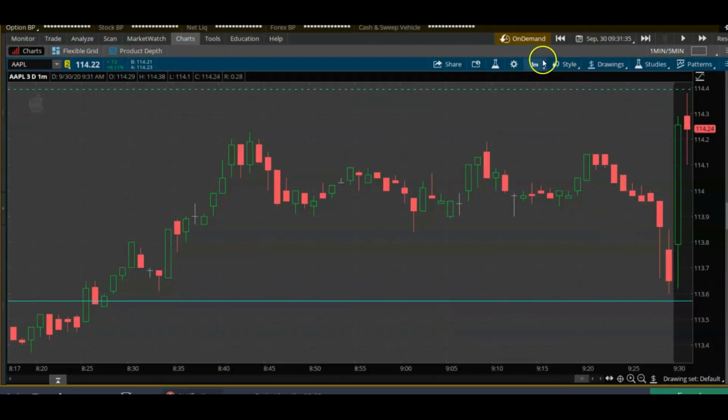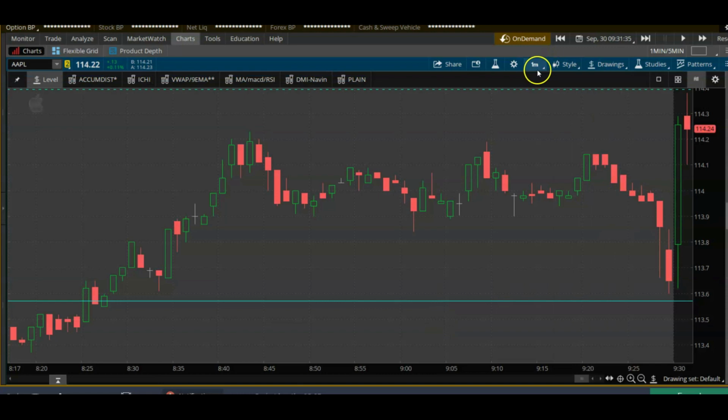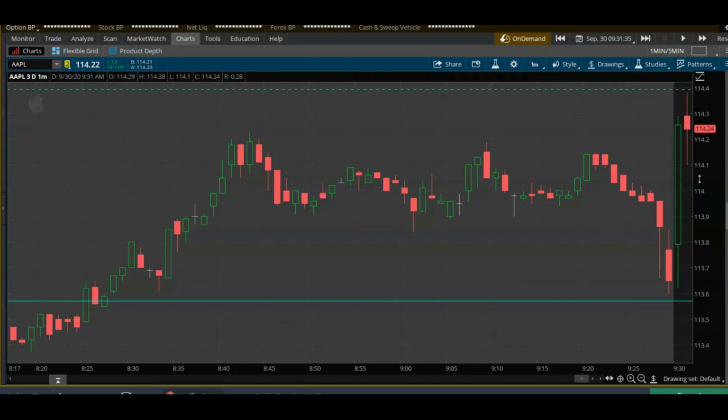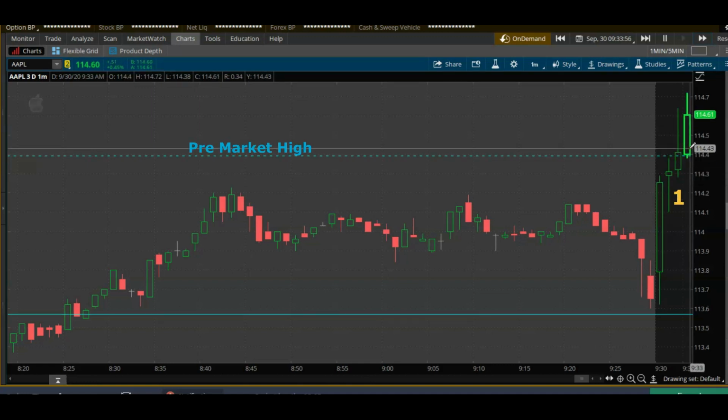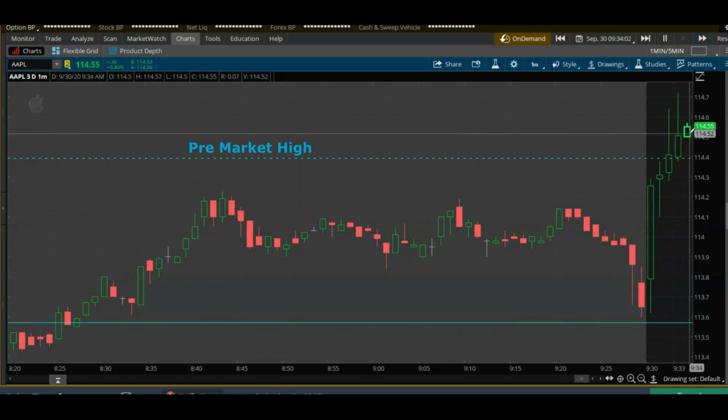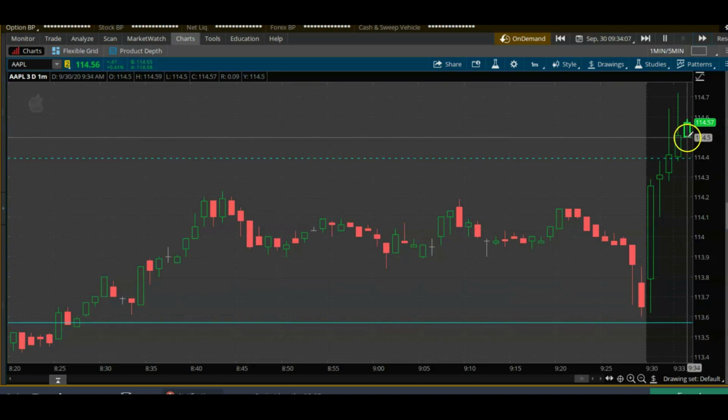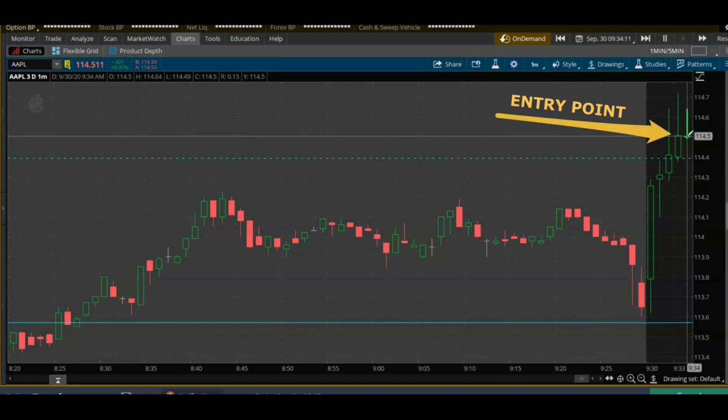Now I have switched to a 1-minute time frame so I can better monitor price action in the event that I want to enter into a long position. I usually will wait for the second 1-minute candle to also break and stay above the pre-market level, just to ensure that it is indeed a true breakout. And here would be a point of entry into a long position.